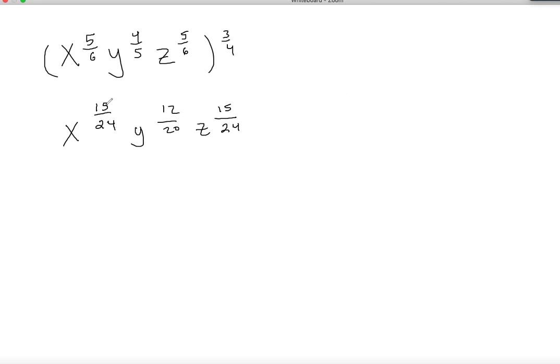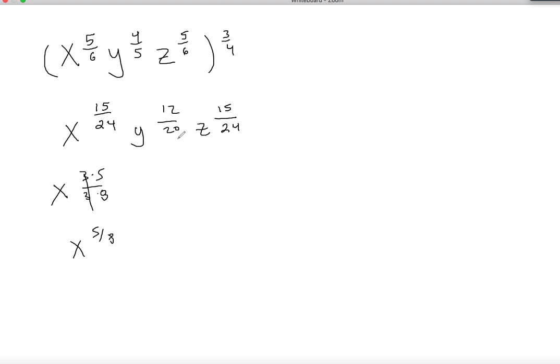Okay, so now if these fractions are reducible, we always have to reduce the fractions. So it looks like on this one, 15 and 24 both have a 3 in common. So I can think of that as 3 times 5 and 3 times 8. And then canceling those will give me x to the 5/8.